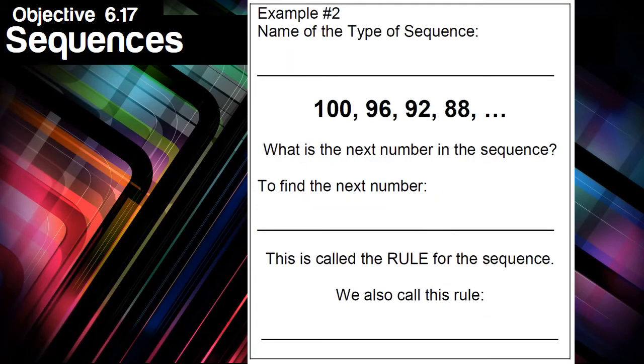So here's example number 2. We have these numbers here: 100, 96, 92, and 88. We have to figure out how we go from 100 to 96, and then from 96 to 92, and it has to be the same operation and same number for it to count here. To go from 100 to 96, we are subtracting 4. Going from 96 to 92, we are subtracting 4. And from 92 to 88, we are subtracting 4. So if we're dealing with an addition or subtraction problem, these are also called arithmetic sequences.